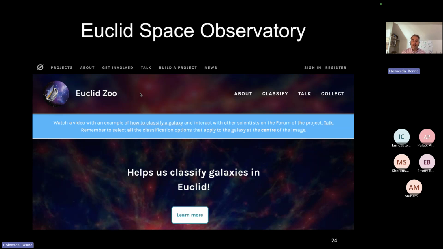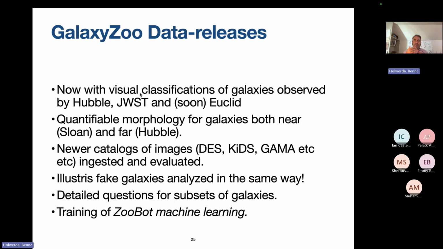But this is already one where people are classifying, but then underneath it helps train a machine learning algorithm called Zubot. And so Zubot is learning from people's classification and then going, well, that picture looks exactly like that picture. So that classification also goes for similar pictures. So it actually helps speed things up. But the entire night sky would take us a very long time to do. So Galaxy Zoo data releases now with visual classifications of anything observed by Hubble, James Webb, and soon Euclid.